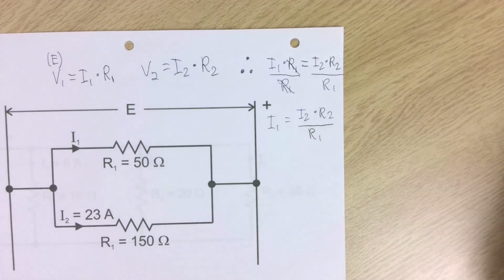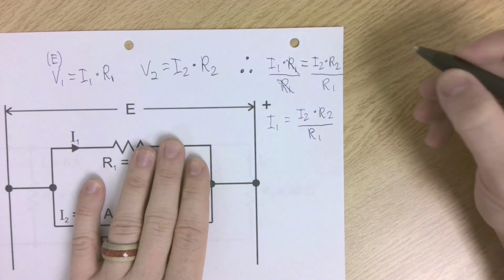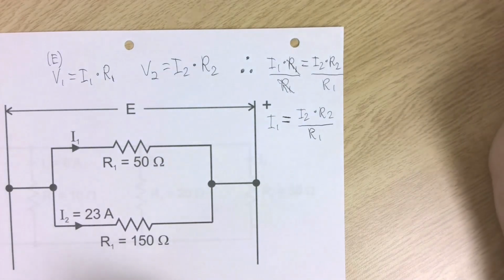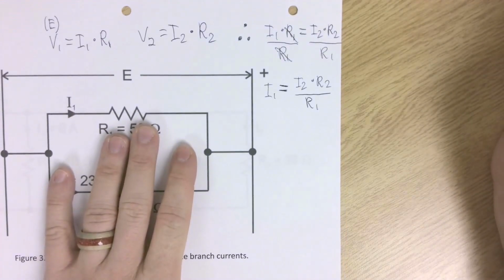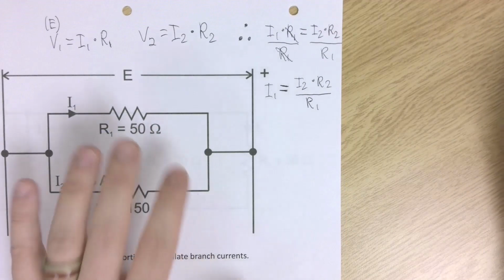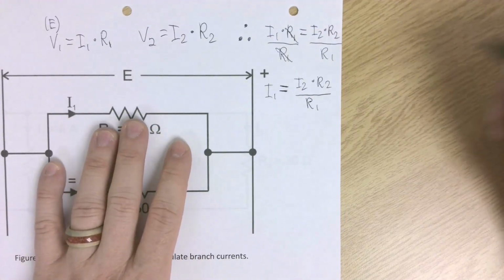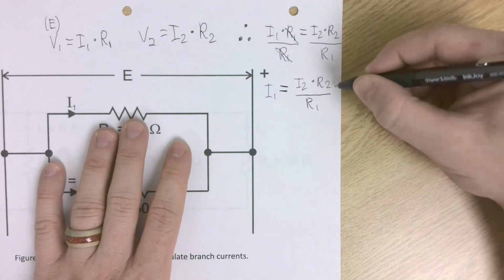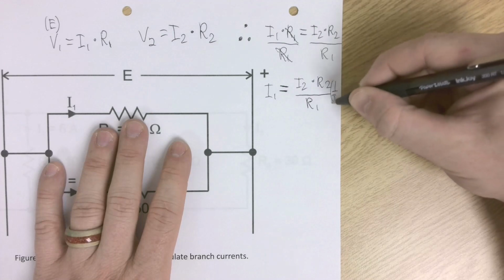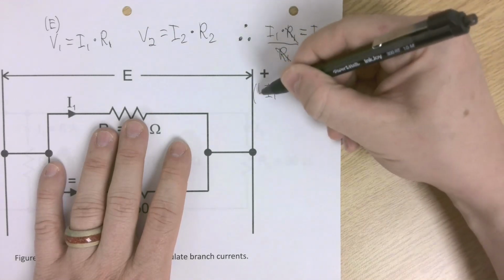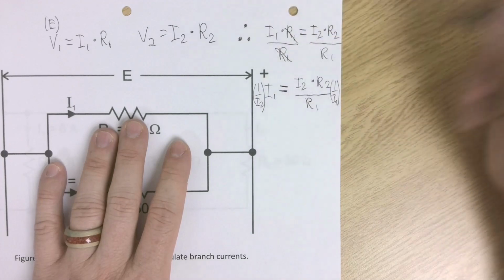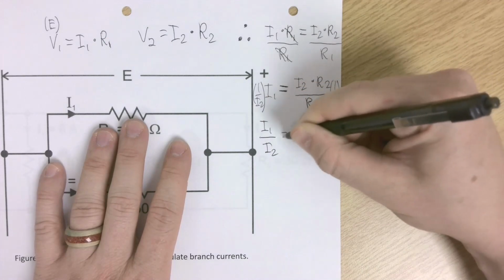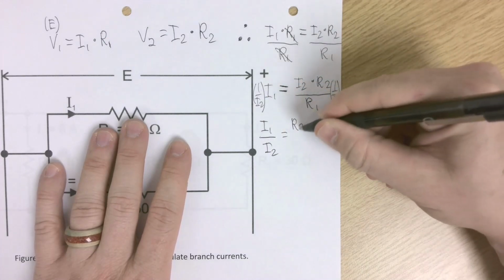But what the module is going to carry on with, and it's a good way to kind of hammer home the concepts, and it's going to help you with the critical thinking of your circuitry and your parallel circuits, is we could bring I2 over to the other side by multiplying by 1 over I2 on both sides of the equation. And that's going to give us I1 over I2 is equal to R2 over R1.